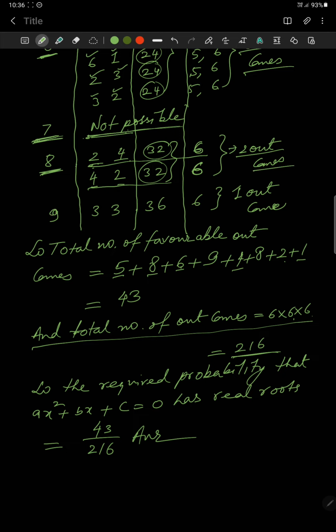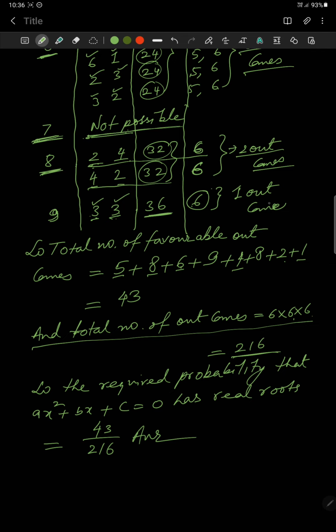Now if AC is equal to 9, there is only one case, that is 3 comma 3. A is 3, C is 3. So it will be what? 3 threes are 9, and 9 multiplied by 4 is equal to 36. So only one such case is there, that is 6 square will be equal to 36.